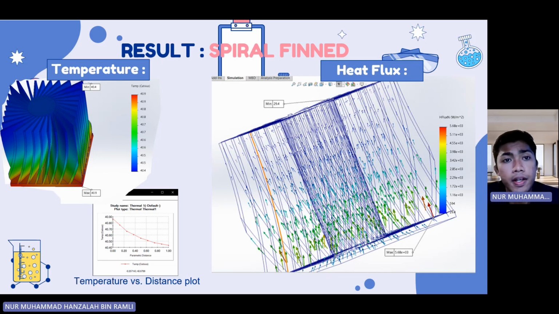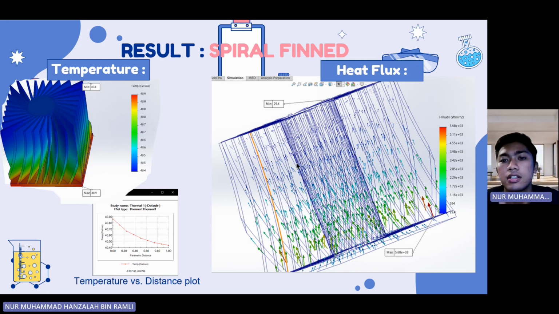B0821103884. Okay, now for the result for spiral fin, the temperature minimum is 40.4 Celsius and maximum is 40.9. The minimum is on top and the maximum is at the bottom of the spiral fin. As you can see here at the temperature versus distance plot, the highest temperature is 40.90 Celsius for the distance from 0 to 1 parameter distance.